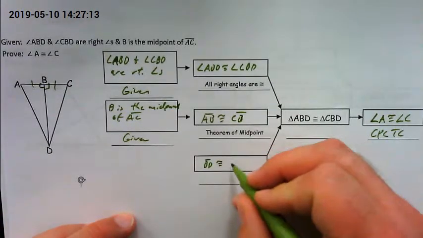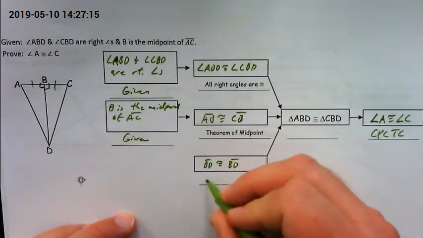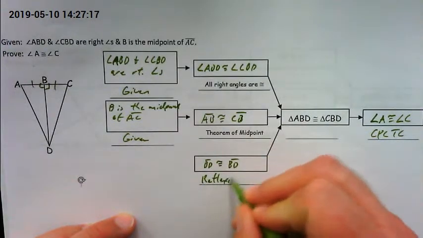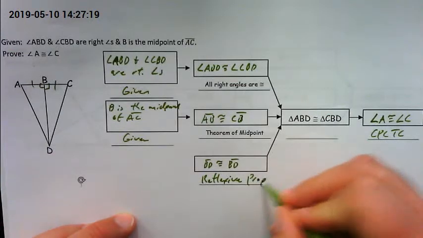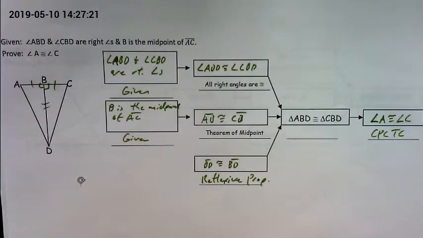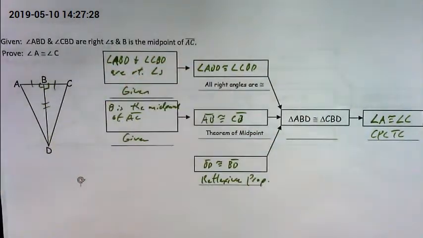Will you most likely have a proof that uses reflexive property? There's a very good chance that you will see reflexive property somewhere on the FSA because it comes up in a lot of proofs. Again, it's the one that says that this line, since it's in both triangles, is congruent to itself in both triangles. Will it be the one that you have to fill in for? I don't know. It might be one of the ones that's already given to you. You'll definitely see a proof that uses reflexive property somewhere.